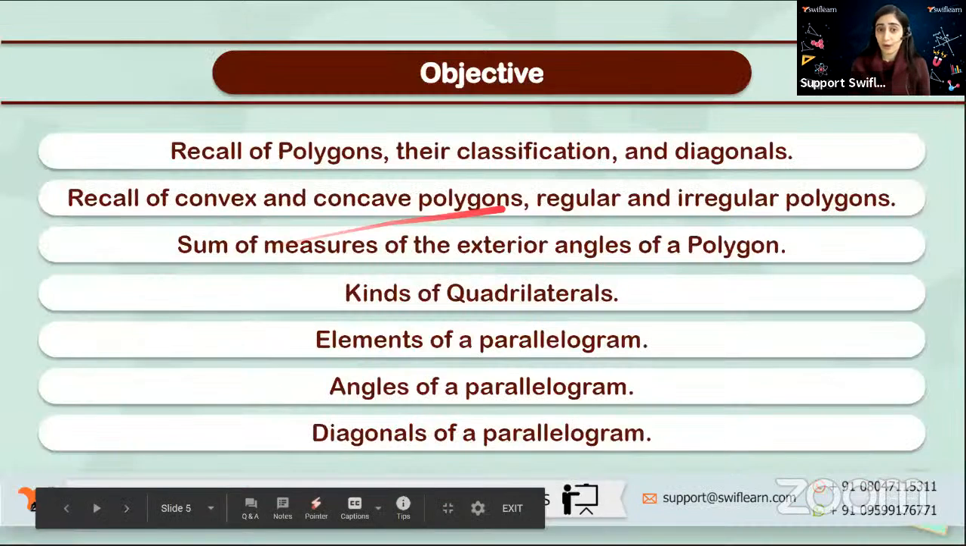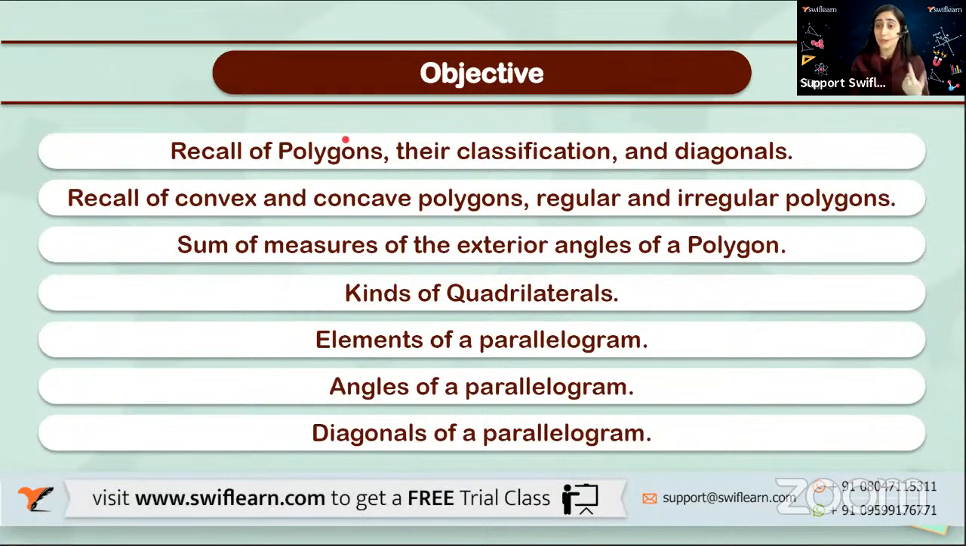Let's recall what a polygon is, which we studied in our previous class. If you haven't, then after this session please go and check that video so that you have clarity on what we are doing today. We'll recall what a polygon is, their classification, and what diagonals are. We'll also recall convex and concave polygons, and regular and irregular polygons. We also studied the sum of the measurements of the internal angles. Today we'll do the sum of the measurements of the external angles of a polygon, so there's a difference.